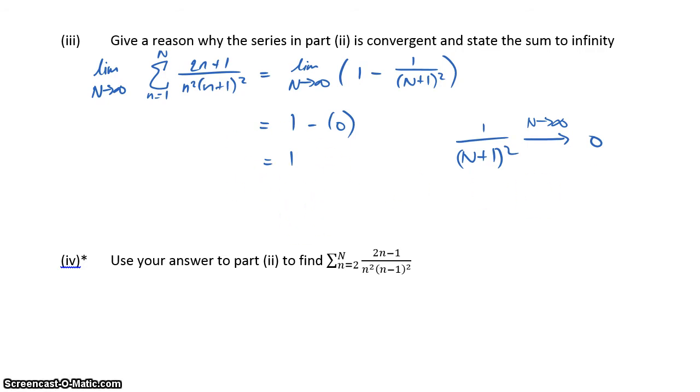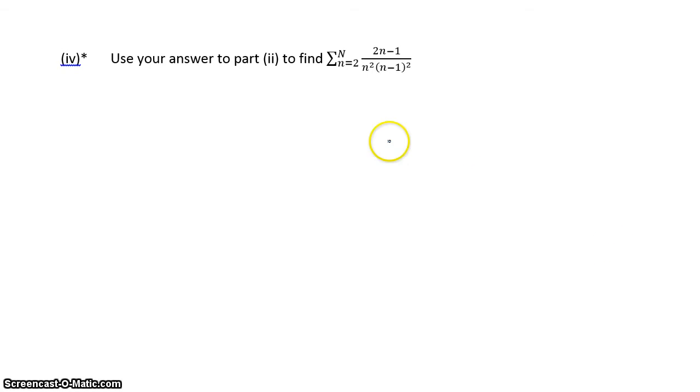The last part for this question asks us to use our answer of part 2 to find out something about this sum. It shouldn't be too bad for you guys, because you can see it's very close to what we had before. It's just that this is a minus instead of a plus, this is a minus instead of a plus, and I've got this 2 out the front. Actually, that's not annoying, that's completely necessary. I need that 2 there.